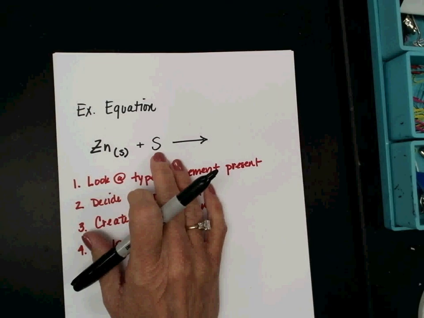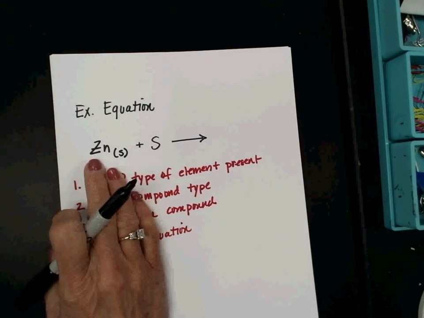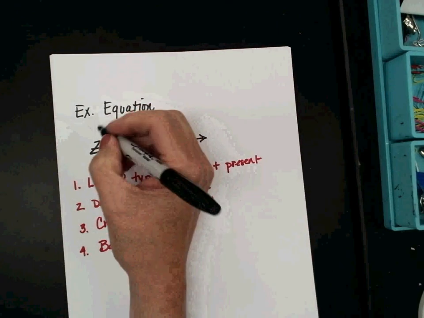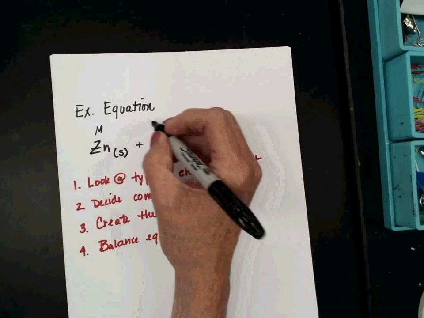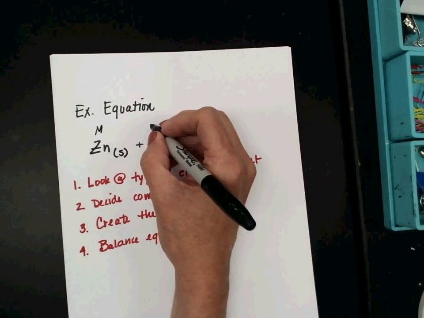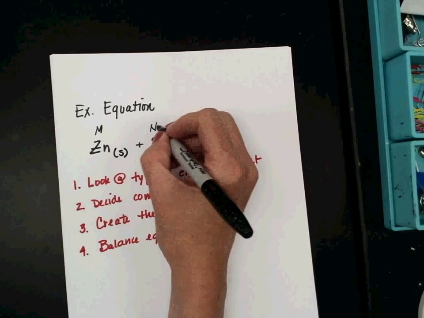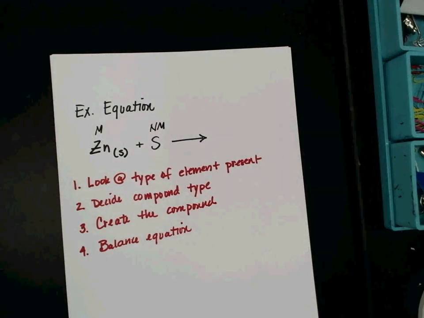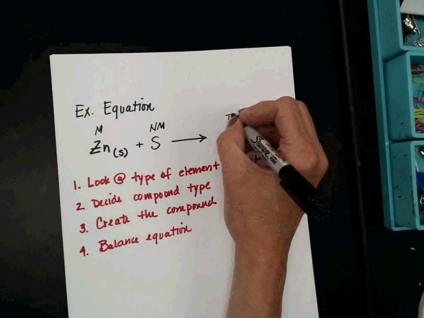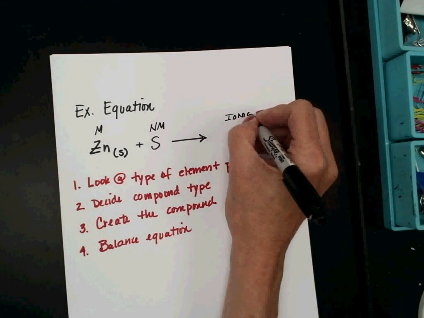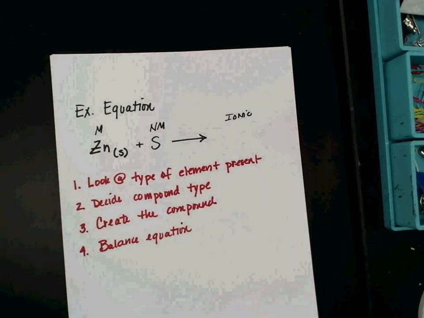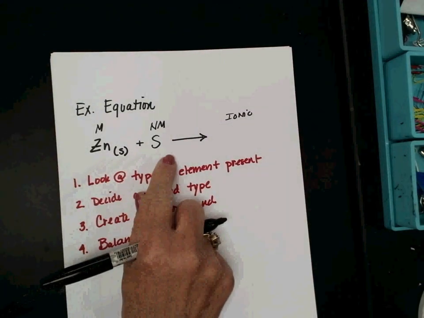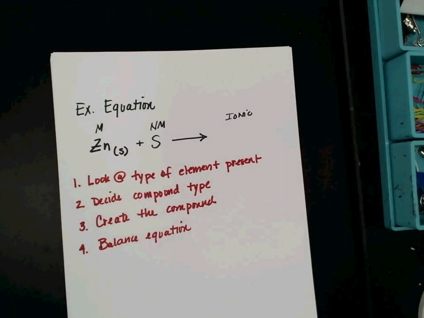So let's look at what you have here. Metal or non-metal? Zinc. Metal. Sulfur. Non-metal. Okay, so if I have a metal plus a non-metal, what kind of compound am I making? Ionic. So over here I'm going to have an ionic compound, which tells me now I have to go to my periodic table and find the charge of these things. So go to your periodic table, find the charge for zinc.